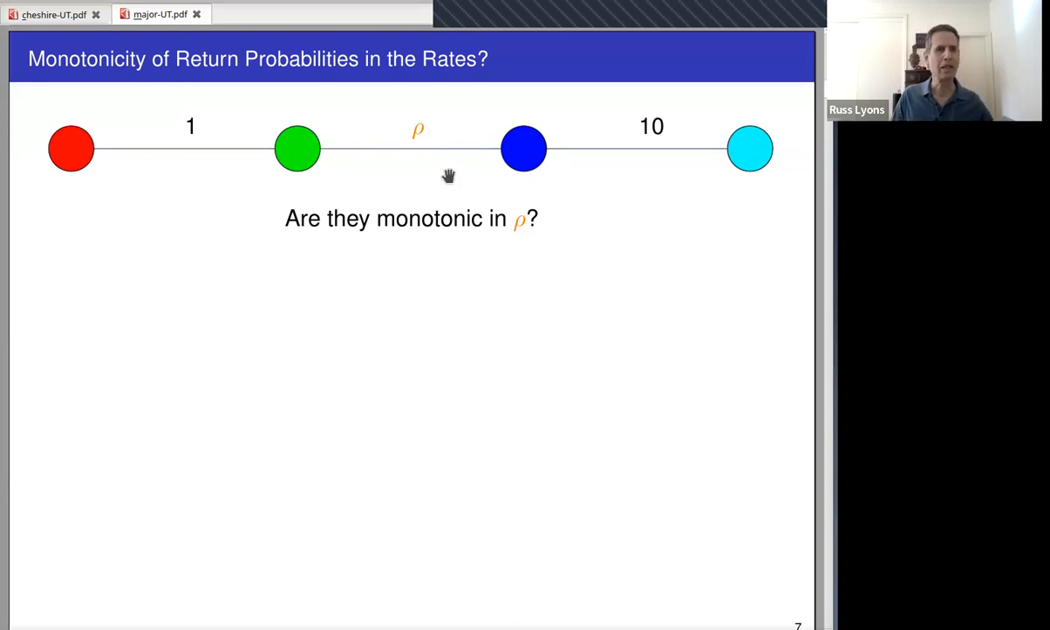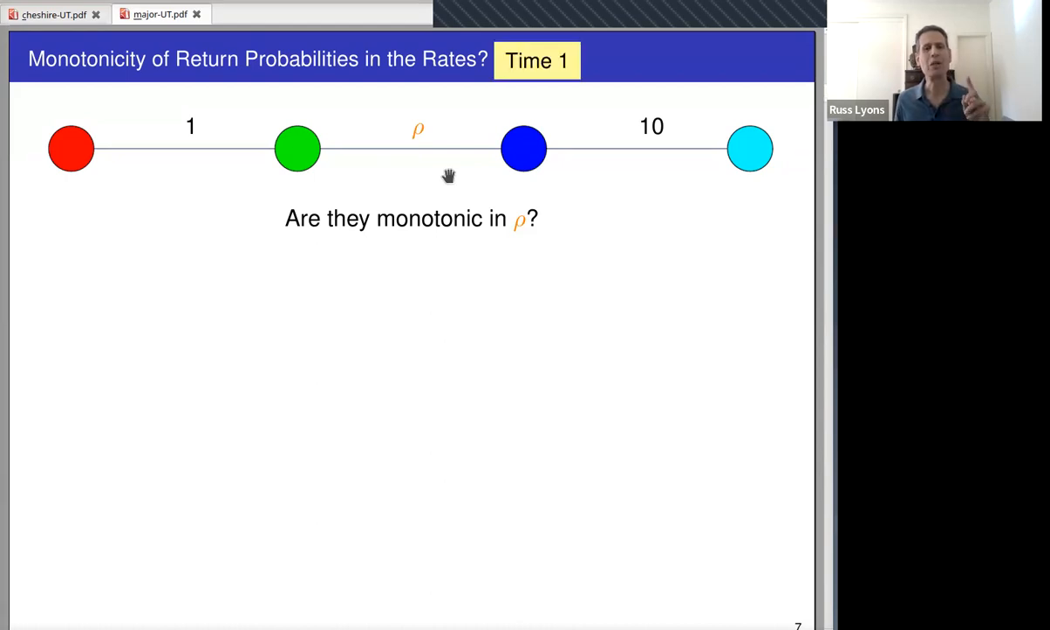Well, I will tell you, in this example, there are 3 vertices that are monotonic decreasing in rho, but one of those vertices is not monotonic decreasing in rho. So given that information, do you have a guess as to which one has this counterintuitive non-monotonicity? That's okay. I don't think it's at all intuitive.